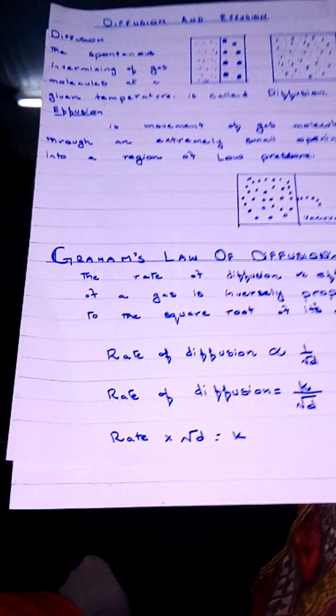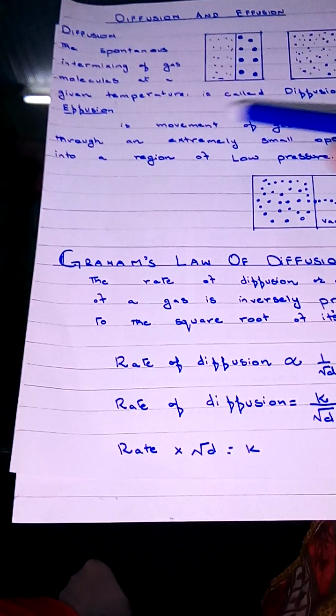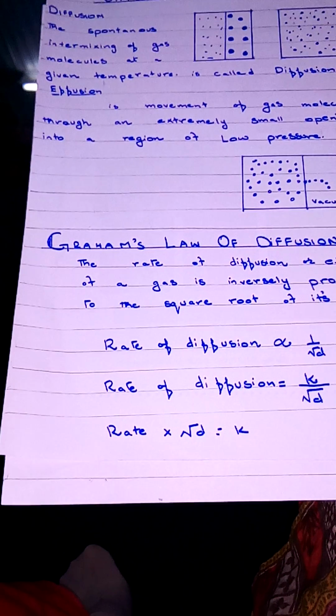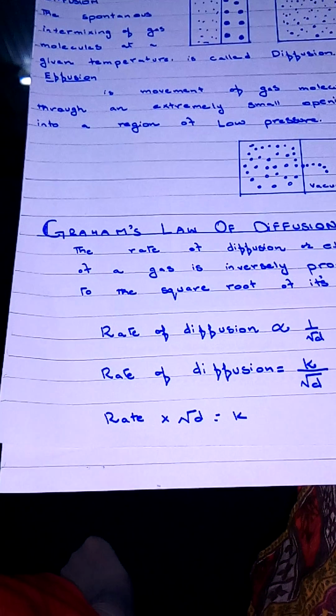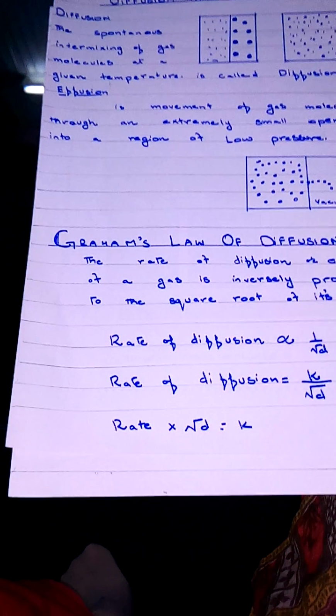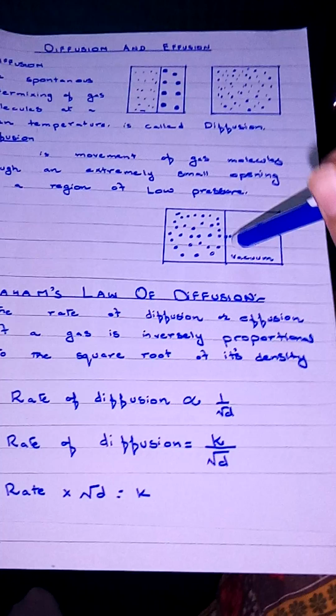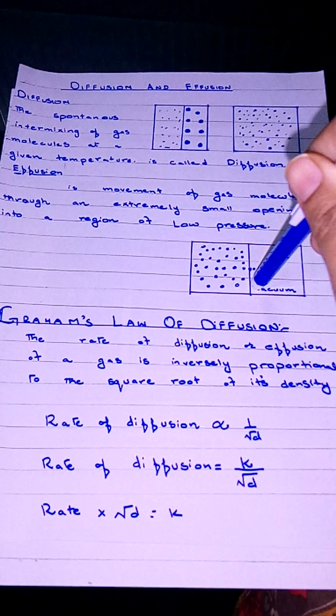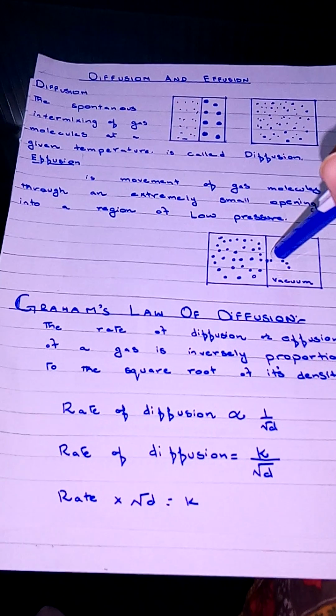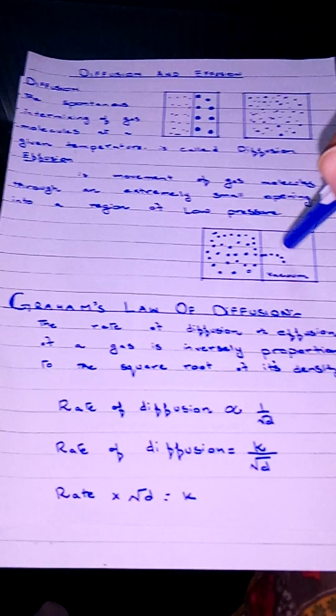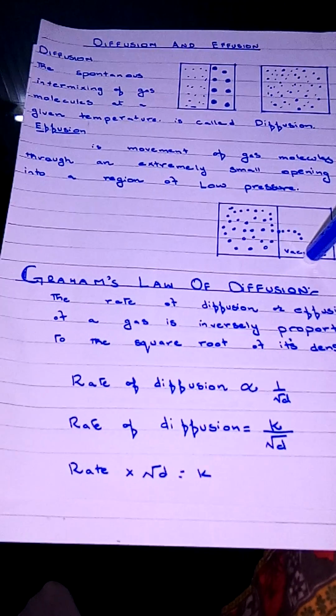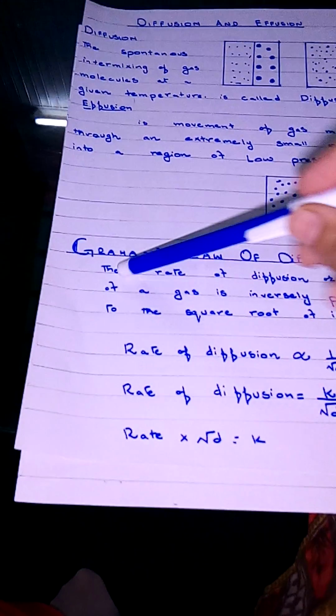And the next topic is effusion. Effusion is the movement of gas molecules through an extremely small opening into a region of low pressure. Look here, this is effusion. This is the escape of molecules through an extremely small opening into a region of low pressure, and this is vacuum.